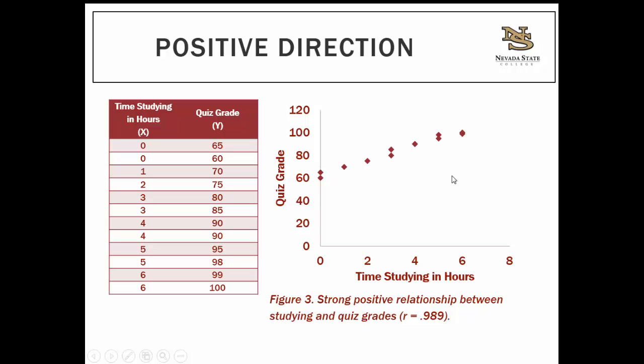So if you're asked to identify the direction of your relationship and explain how you know based on the form in your scatter plot, you could say, for this one, I have a positive relationship because when I plot my data in a scatter plot, it has an upward slope. So as x increases, y increases as well. And you can see that the value for the correlation coefficient is a positive value, positive relationship.